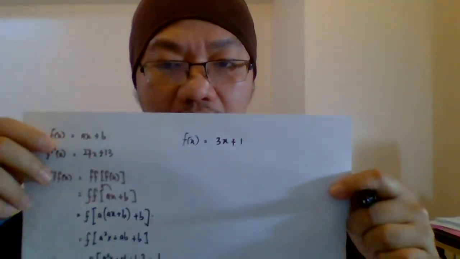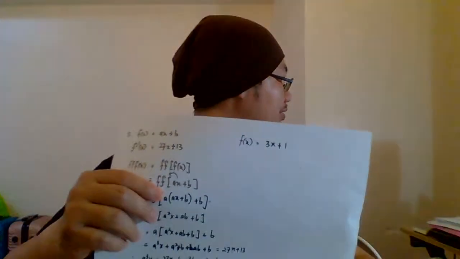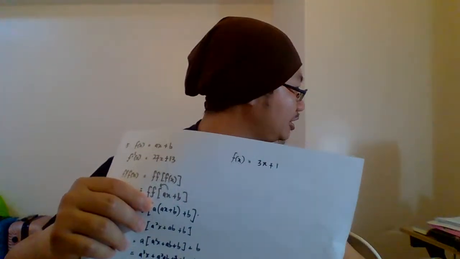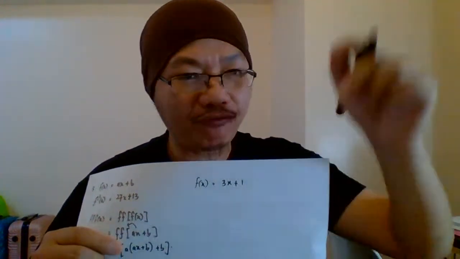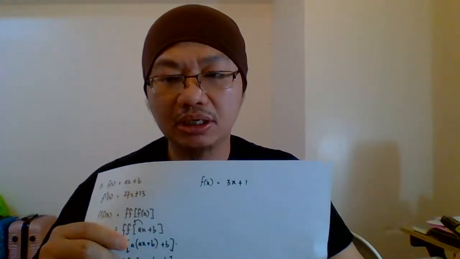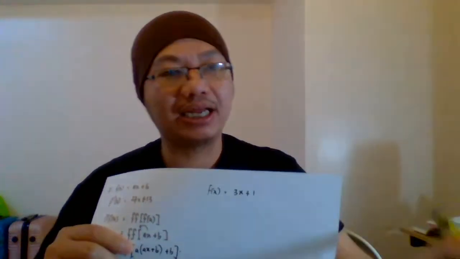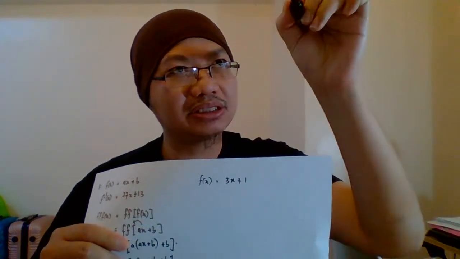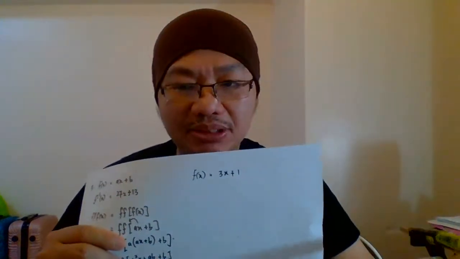Now let's update your function F. Your function F now is A is 3, 3x plus B is 1. Now the next question asks you to find the expression of F4. F4 means composing F 4 times. We need to compose 3 times: first F double, second F cube, third F4. But do we actually need to do it 3 times?